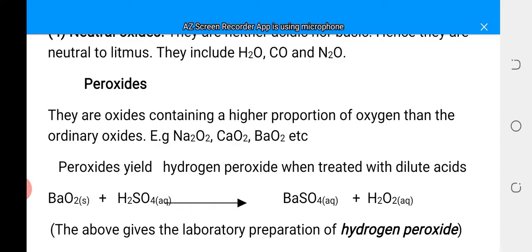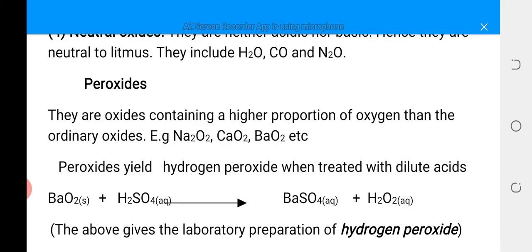Coming back to this peroxide now, let me come in that perspective. Peroxides show reactions with acid like H2SO4. When peroxides, barium peroxide for instance, react with H2SO4, it gives us barium sulfate and hydrogen peroxide is released. This particular reaction that peroxides show, that when they react with dilute acid, they can yield hydrogen peroxide, a very important compound.